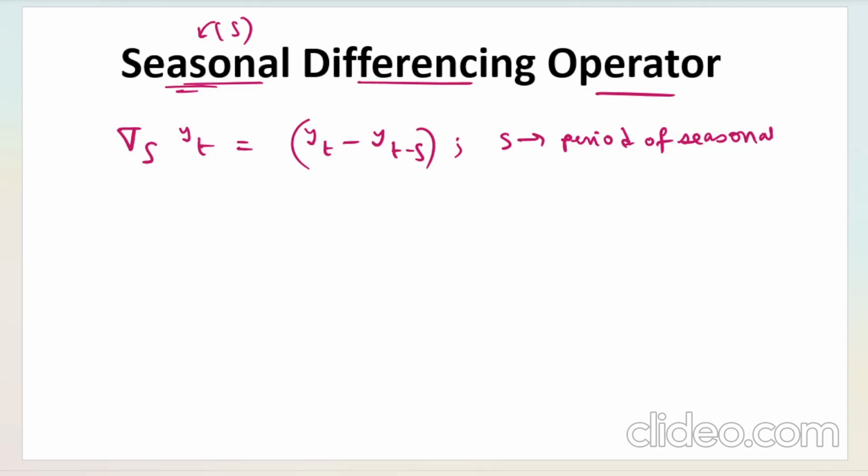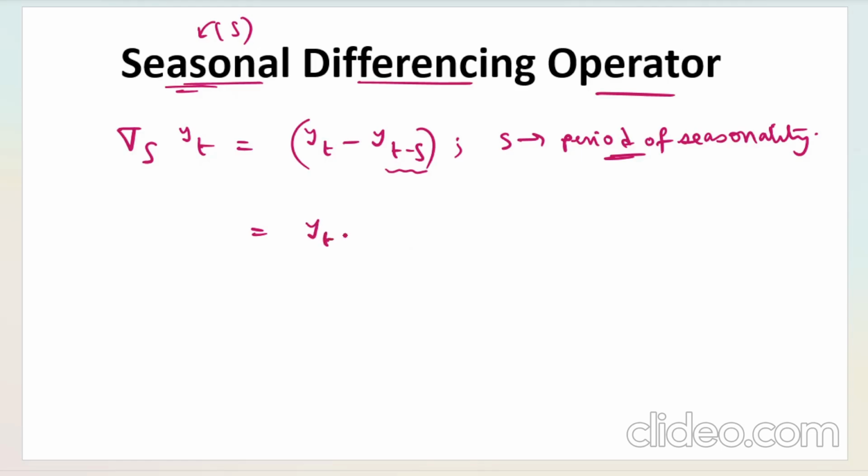So if you have seen my lecture on classical decomposition of time series data, then also there I have mentioned what is seasonality. If you haven't watched that video, I'll give the link in the description. Please watch that video. So s is basically the period of seasonality, yt minus yt minus s. So you are taking the lag value from the period of seasonality, subtracting the value of yt from the lag of period of seasonality. So this is what you will have.